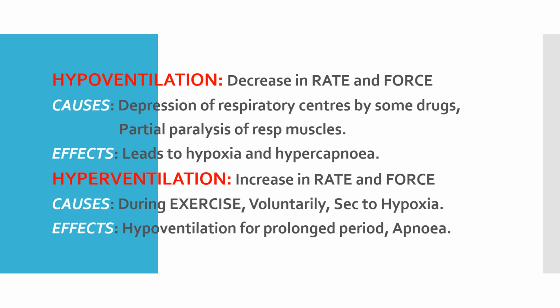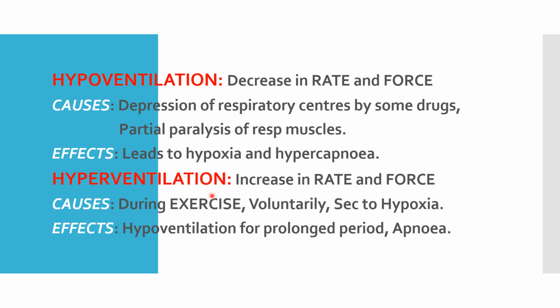And the next few disturbances of respiration are hypoventilation and hyperventilation. So hypo is nothing but decrease in rate and force of respiration. So what are the causes for this hypoventilation? Depression of respiratory centers by some drugs and partial paralysis of respiratory muscles. And the effects of hypoventilation are that hypoxia and hypercapnia are produced, which increase the rate and force of respiration, and again the patient may develop dyspnea.